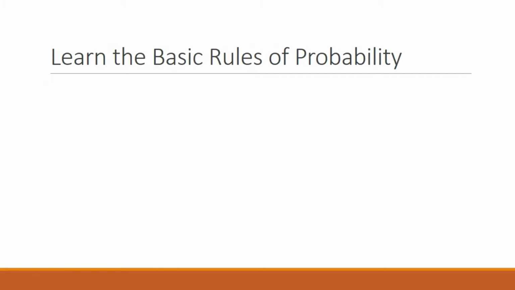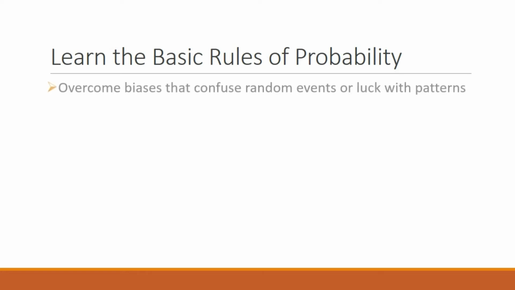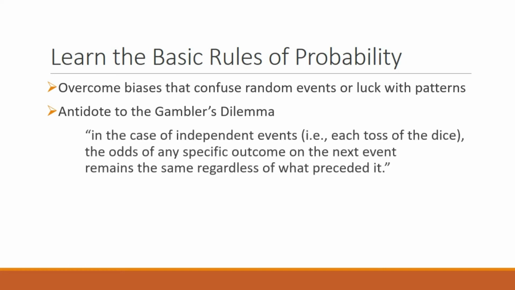We need to learn the basics of probability. This doesn't mean that we need to become statisticians. However, we do need to overcome biases that confuse random events or luck with patterns. Just to review some of these, learning the basic rules of probability includes learning about the gambler's fallacy. In the case of independent events, i.e. each toss of the dice, the odds of any specific outcome on the next event remain the same regardless of what preceded it.